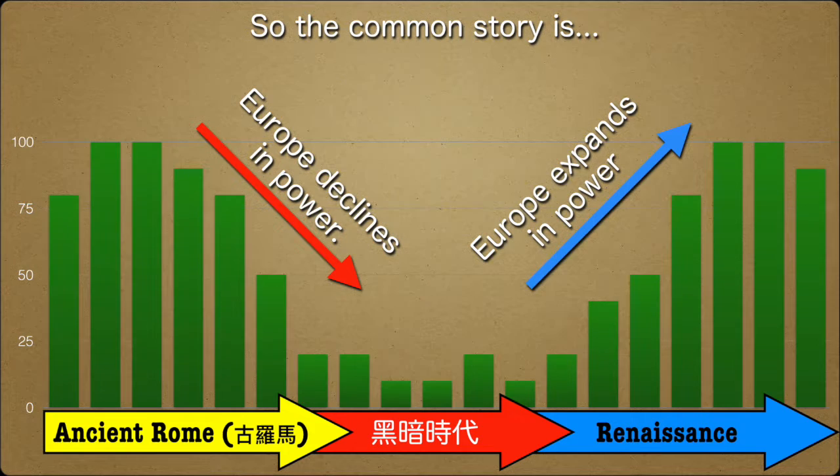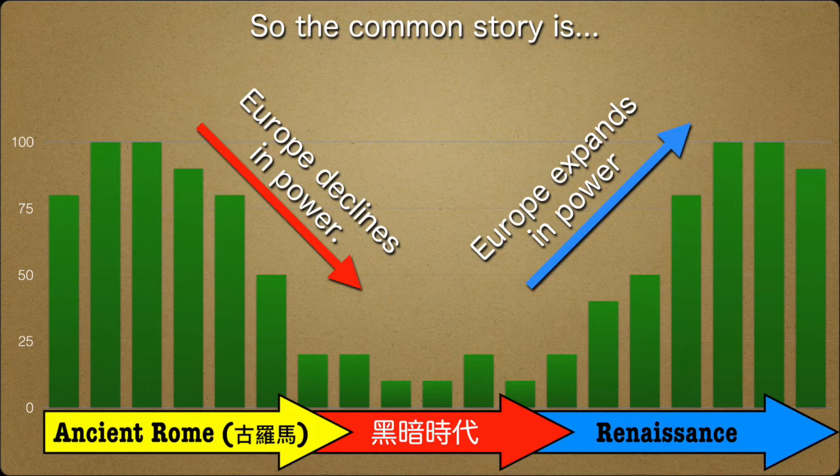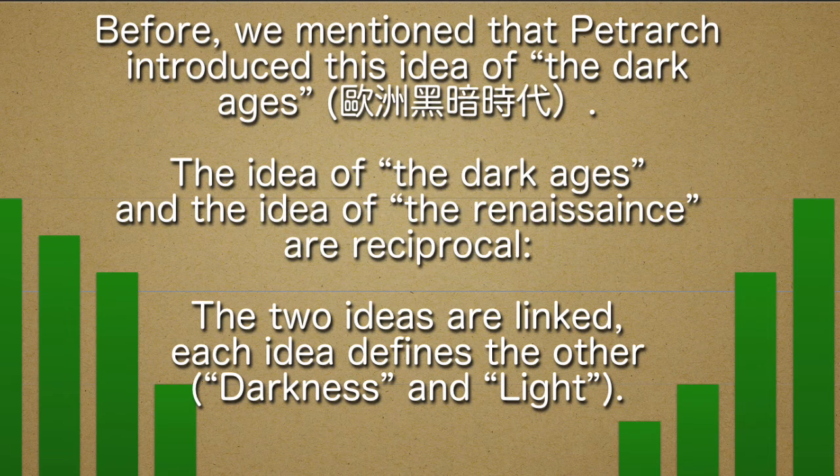But if you ask, well, what is this? It's an idea about civilization, but it is not a very specific idea. So we mentioned Petrarch introduced the idea of the Dark Ages. The two ideas are linked. We only know what we mean by darkness relative to light. So we have to talk about this. We understand darkness. What do we really mean by light?